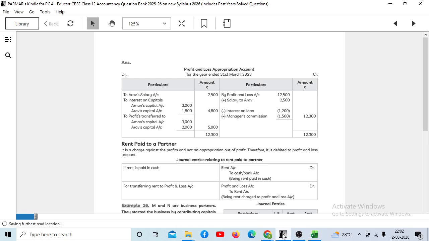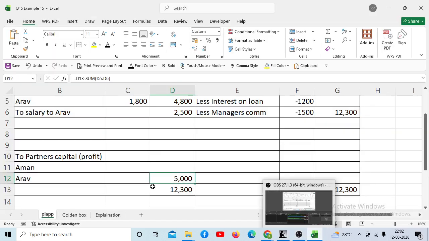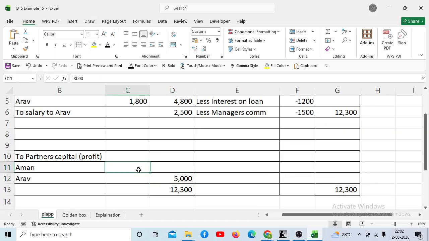Okay, we will check whether there is any ratio given. Yes, 3 is to 2 is the ratio. So divide this 5,000 in the ratio of 3 is to 2. 3,000 and 2,000.